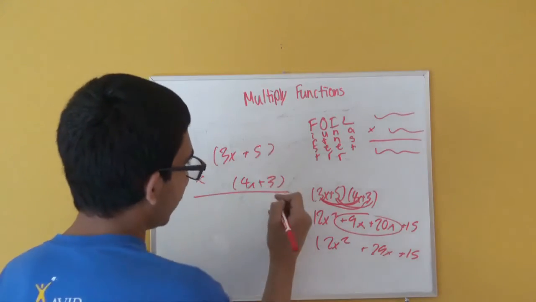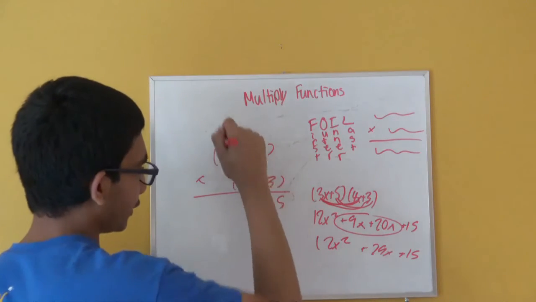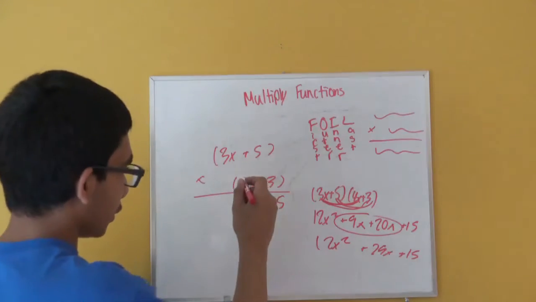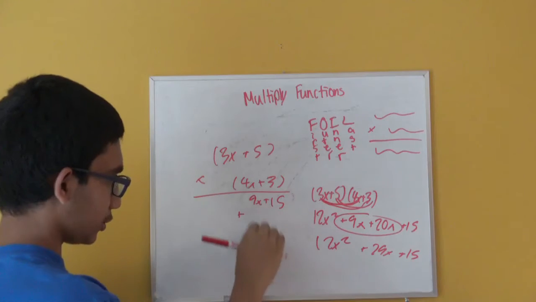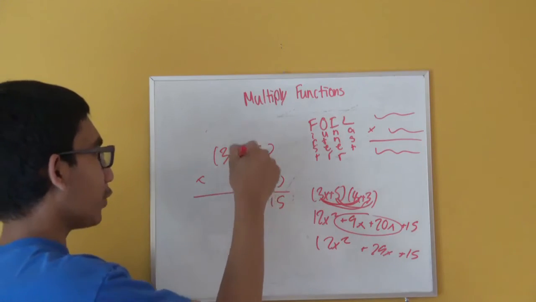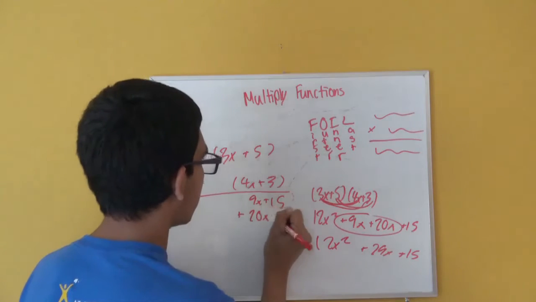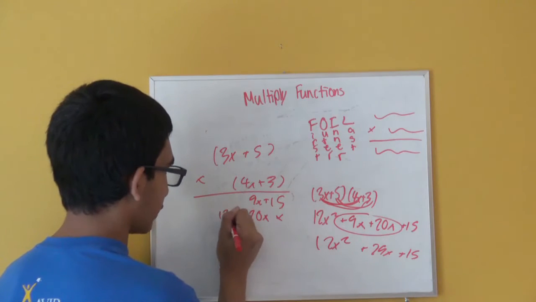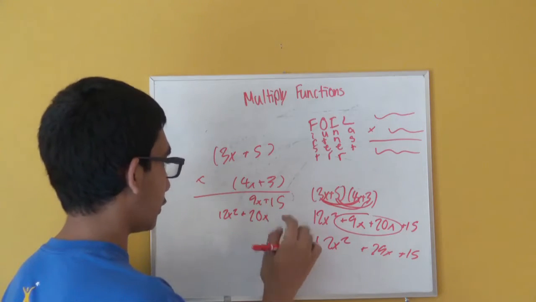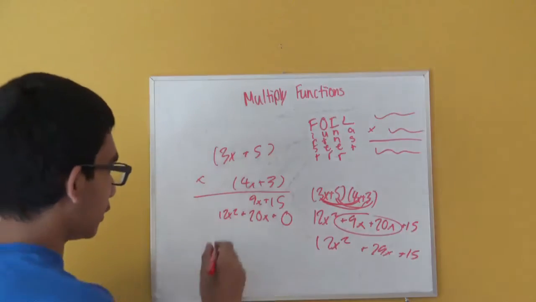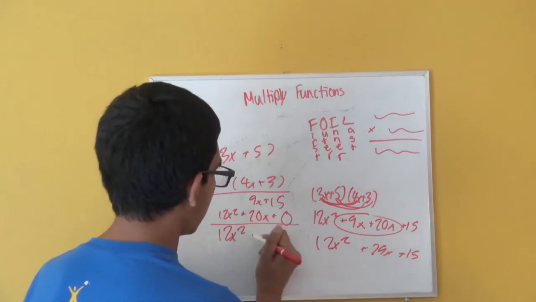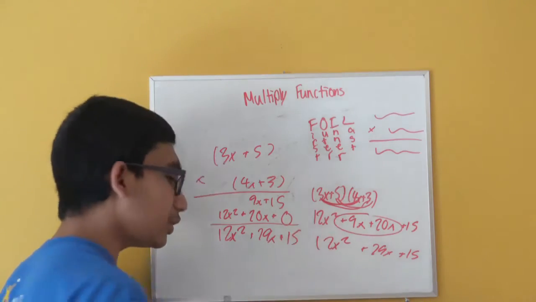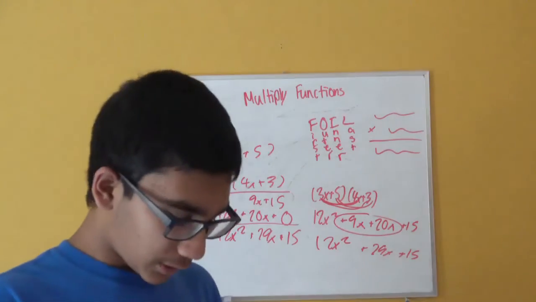So 3 times 5 is 15. 3 times 3x is 9x. And now you do the other two. So you basically just go down, and now do it for 4x. 4x times 5 is 20x. And 4x times 3x is 12x squared. So usually, if you were doing it regular multiplication, there would be a 0 there. Now you also add like terms. 12x squared, 9 and 20x is 29x, and 15 plus 0 is 15. So these are the three methods for multiplying different functions.